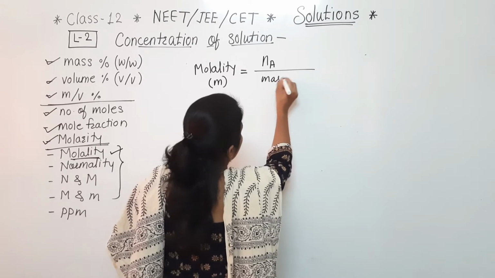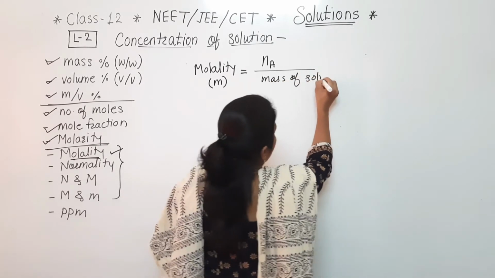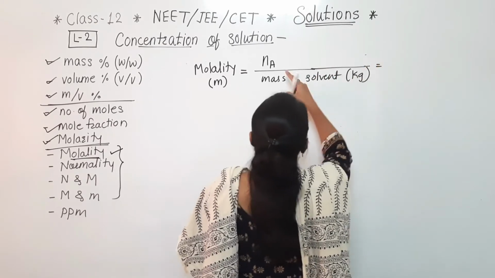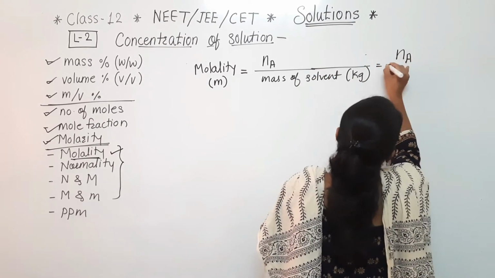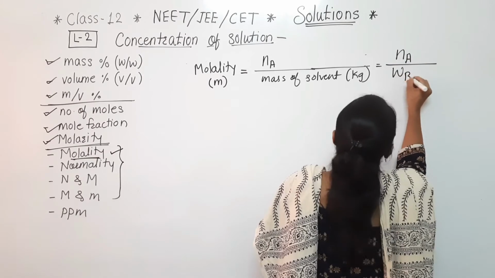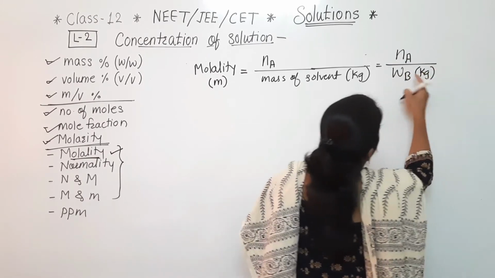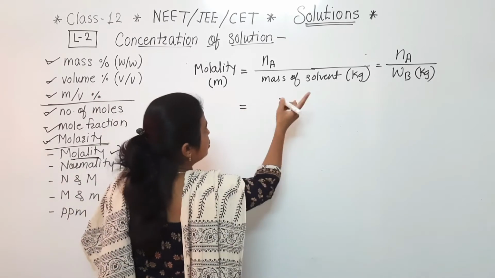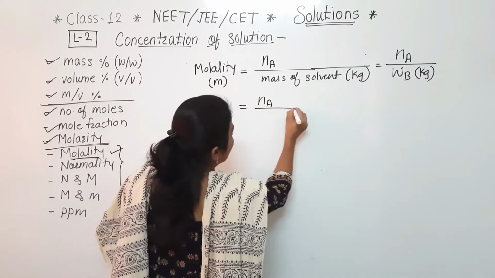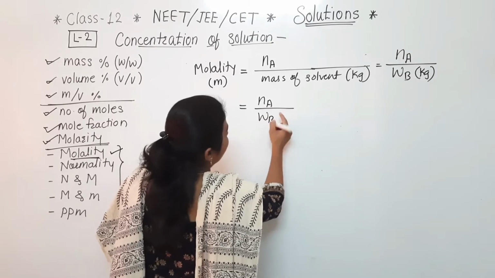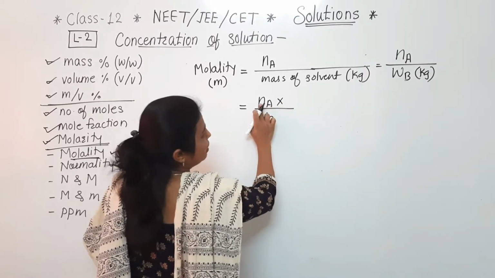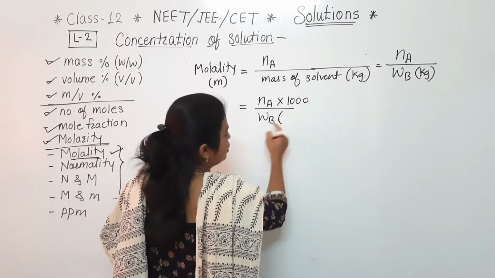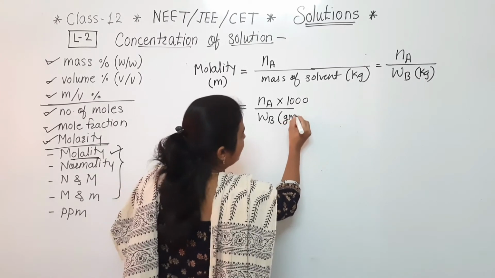Mass of solvent in kg. That formula can also be written as Na divided by Wb in kg. If that mass of solvent is given in gram, then we have to change that formula to Na divided by Wb. Here we simply have to multiply that number of moles by 1000 when Wb, the mass of solvent, is given in the gram.